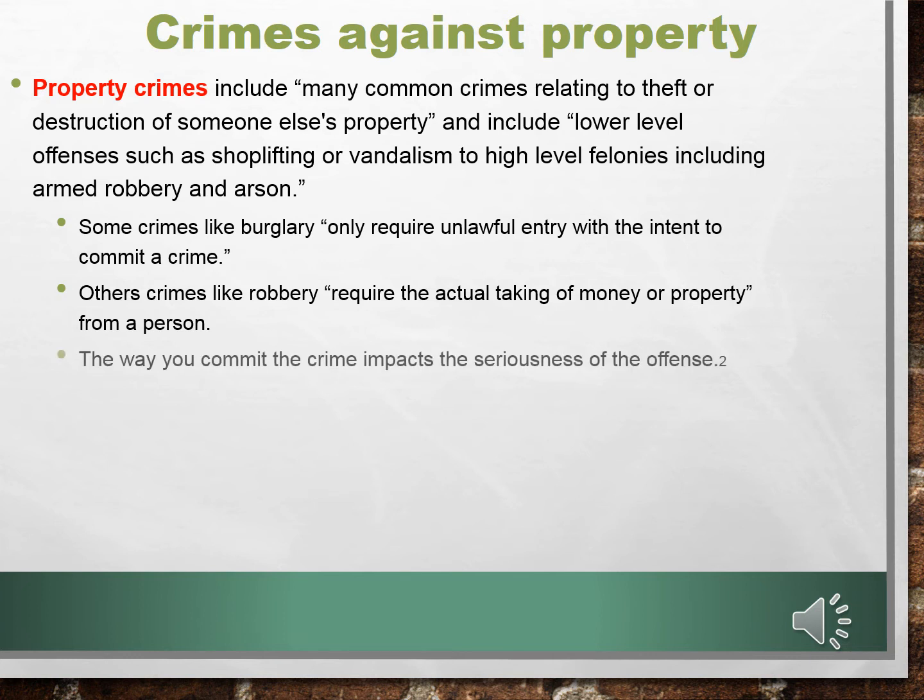And then, the way you commit the crime impacts the seriousness of the offense. For example, if you steal a candy bar from the convenience store, that's not as bad as if you carjack that Cadillac from the little old lady.